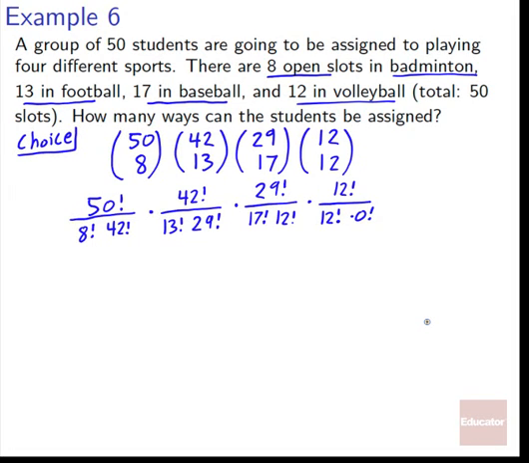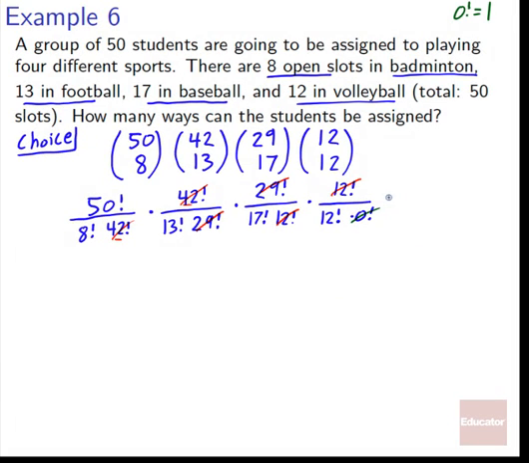That's an important reason right there we see why we defined 0 factorial. Remember, 0 factorial equals 1. We defined that so we don't have things like dividing by 0 happen over here, so that 0 factorial just cancels out nicely. Now notice at this point, we've got 42 factorial on the bottom and 42 factorial up here, so they cancel each other. Same thing, 29 factorial, 29 factorial, they cancel. 12 factorial, 12 factorial, they cancel.